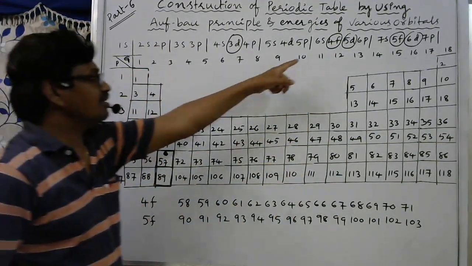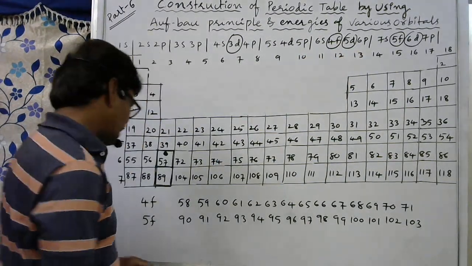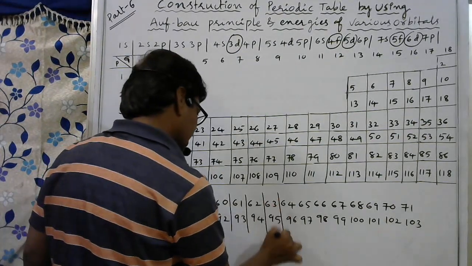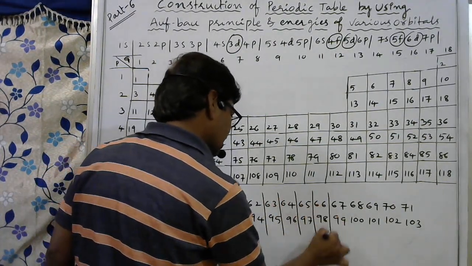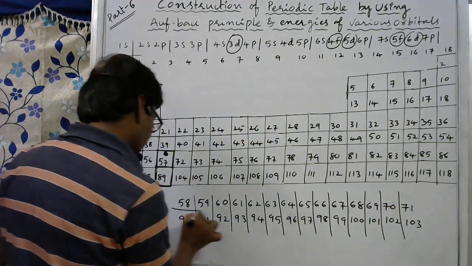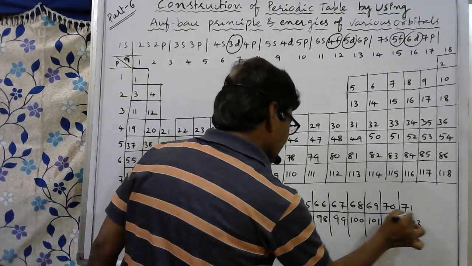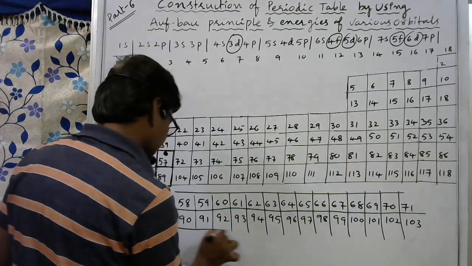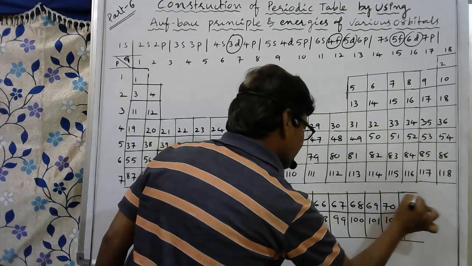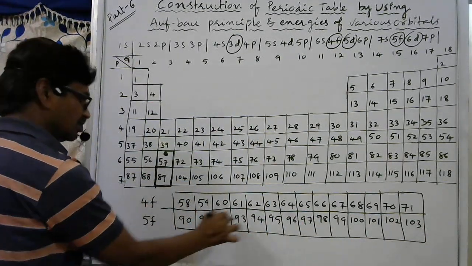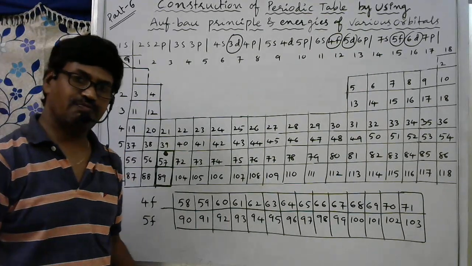Then the f orbital, 4f or 5f. Here we have a total of 14 elements in each series. One is the 4f series, because all those elements are related to 4f orbital electrons, and the other one is 5f. This is 4f. This is 5f. This is the construction of the periodic table.